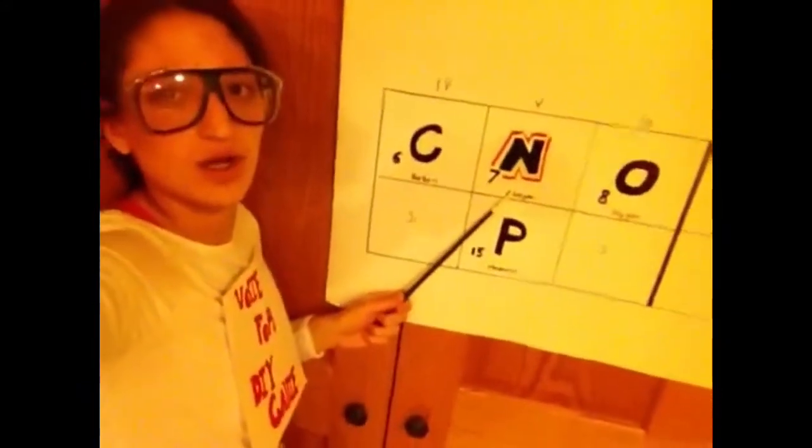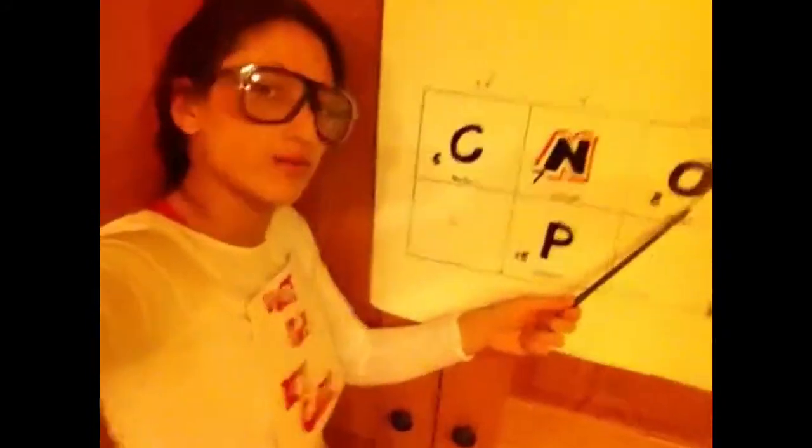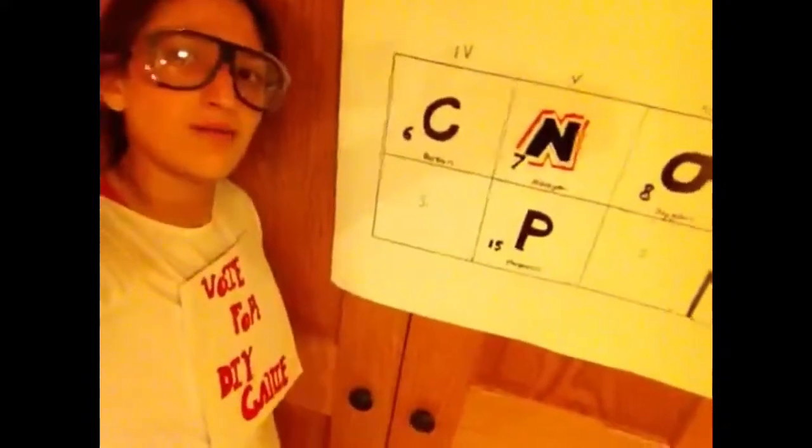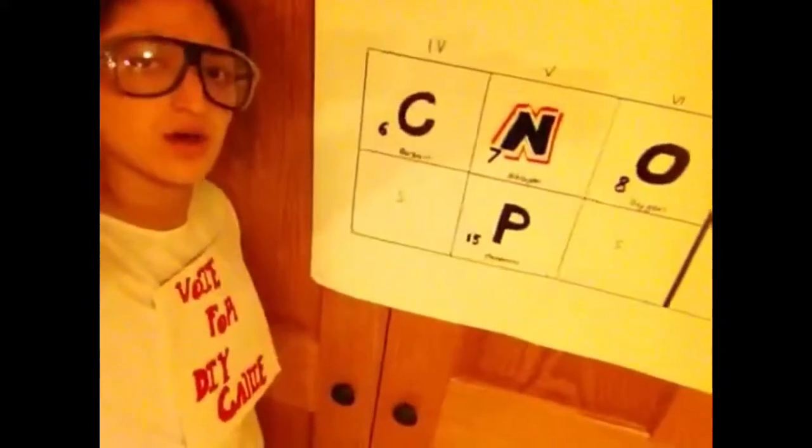Hi, I'm Napoleon Nitrogen. And as you move across the period on a periodic table of elements, the atomic size actually decreases. This is because the number of protons increases, which draws in the electrons further.